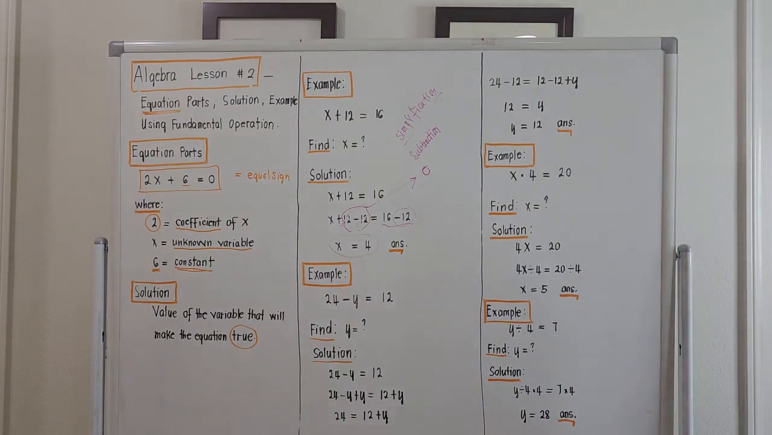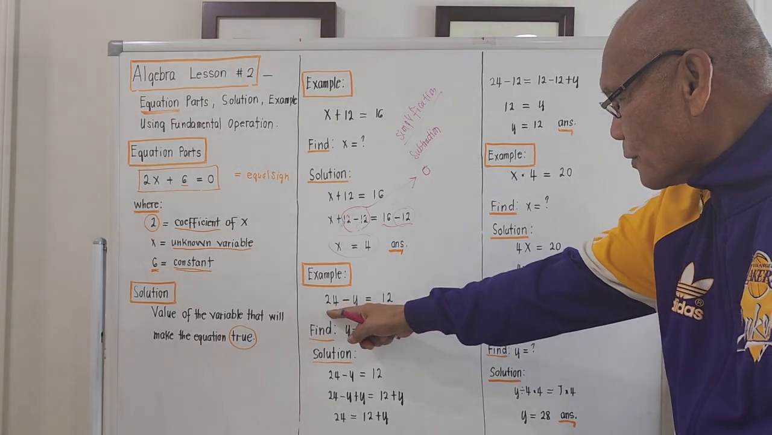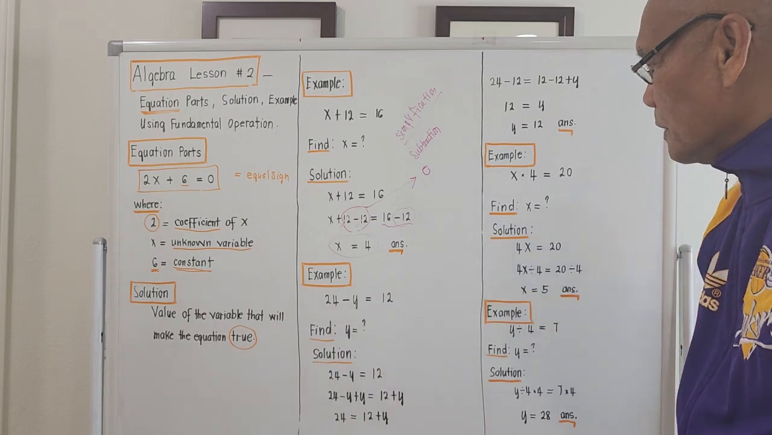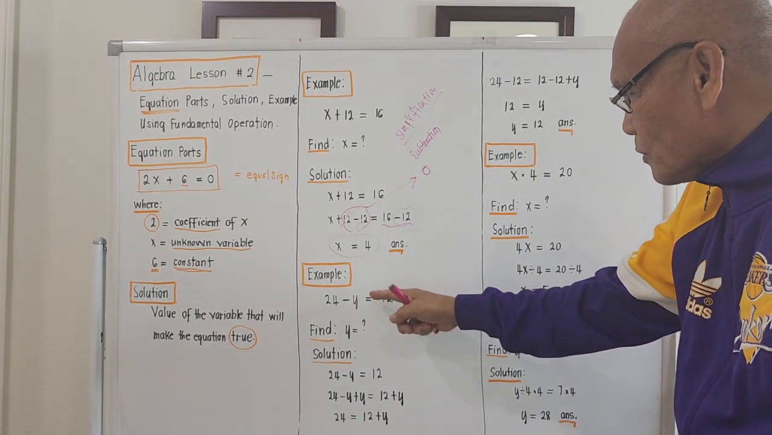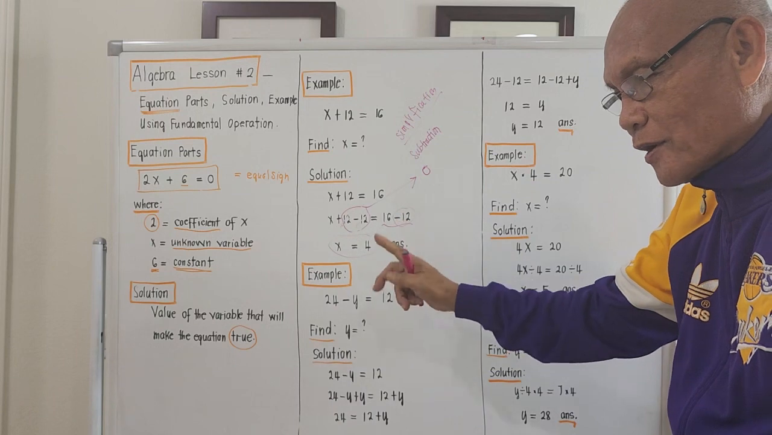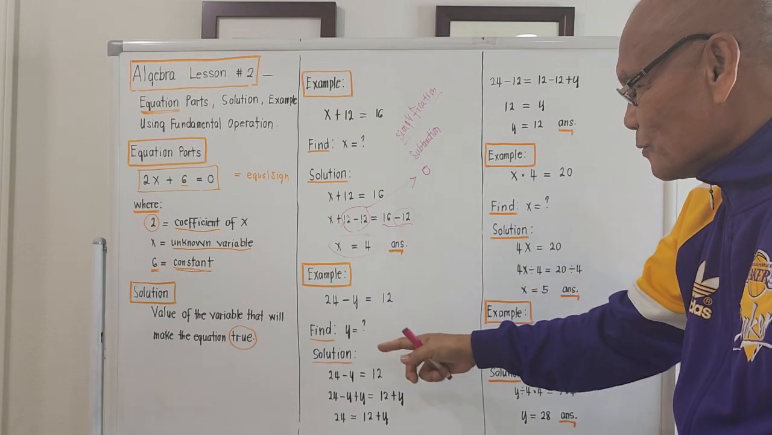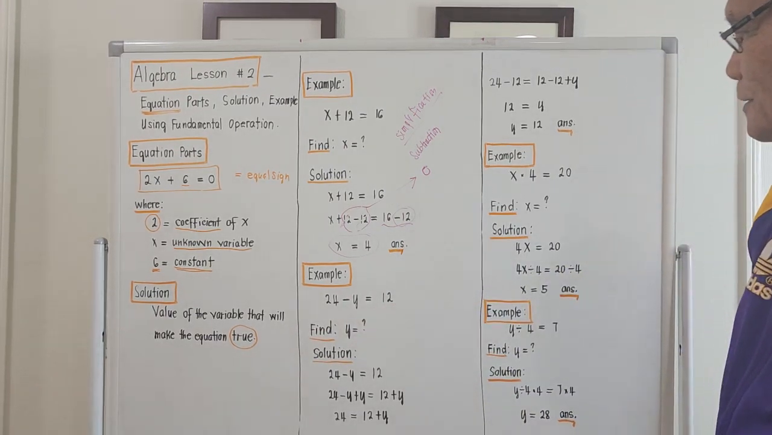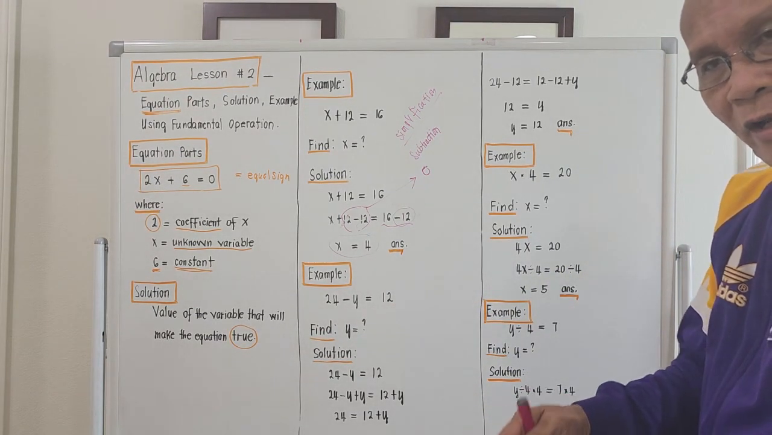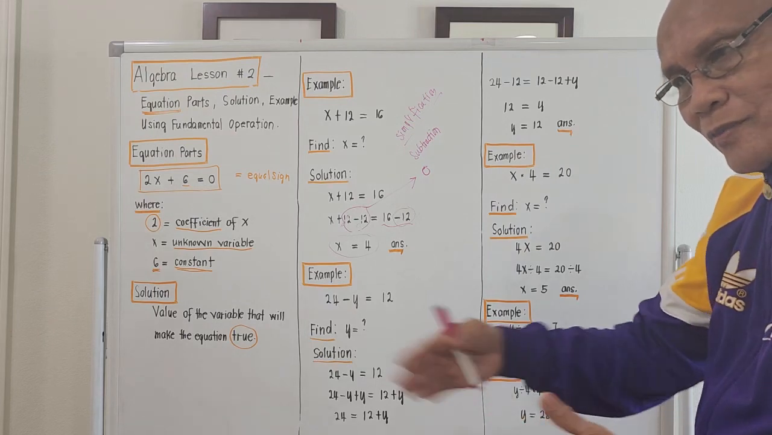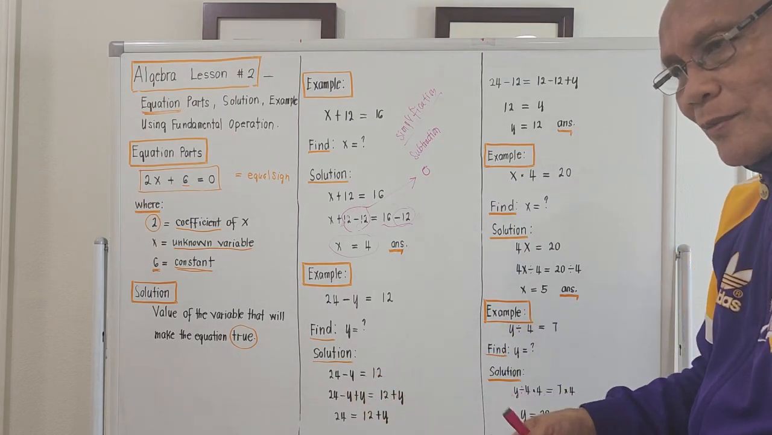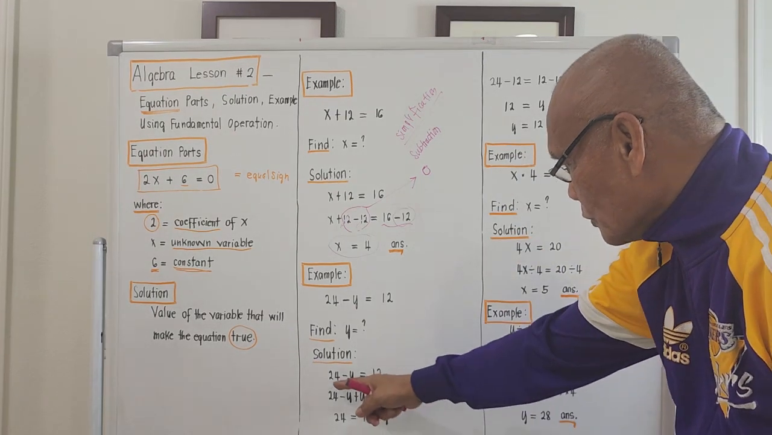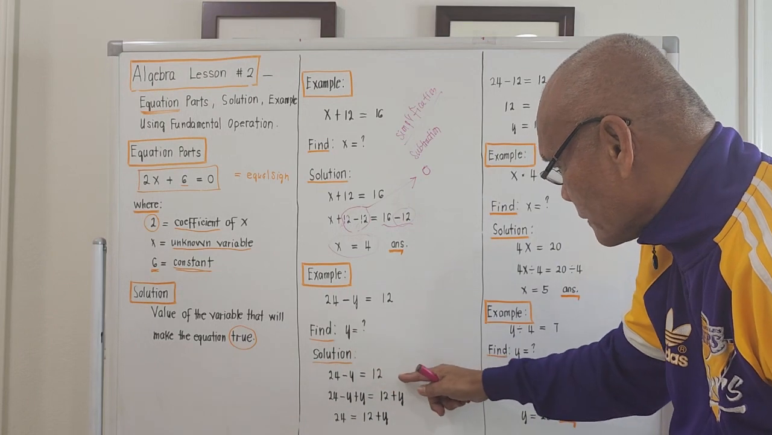Example number 2. The given equation is 24 minus y is equal to 12. The unknown variable here is y, so we have to find the value of y. Our unknowns are actually x and y or other variables. Any letters of the alphabet will be fine. So to bring out the solution, 24 minus y is equal to 12. I just rewrite it.